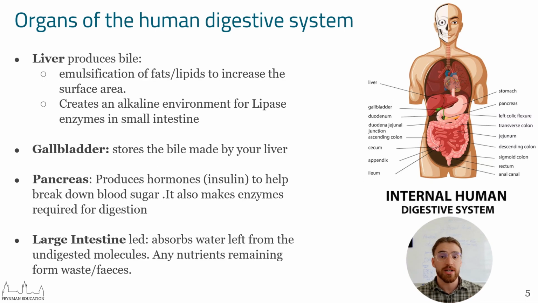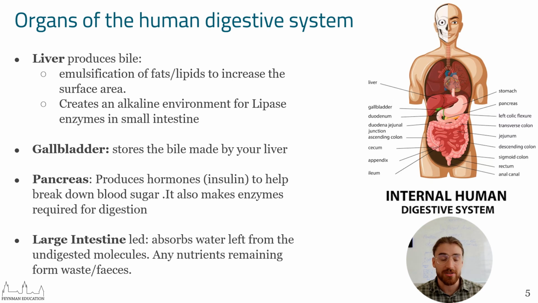Now your liver is going to produce something called bile. Now this bile is going to emulsify fats. What that means is fats have a tendency to clump up into little balls and stay there because they are hydrophobic. Now what bile does is it's going to break those balls up, therefore increasing the surface area and the amount of contact that there will be between the enzymes of the small intestine and the fat soluble molecules.